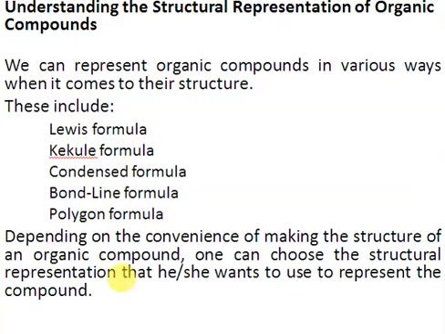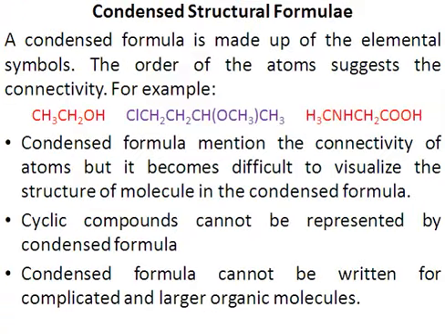All of these are useful depending on our need or how conveniently we feel in using these formulas. Firstly, we will consider the condensed structure formula. A condensed structure formula is made up of elemental symbols, and the order of the atoms suggests their connectivity. For example, this is the structure of ethanol. Here you can see that we have CH3 joined with CH2, which means that carbon and carbon are bonded together.